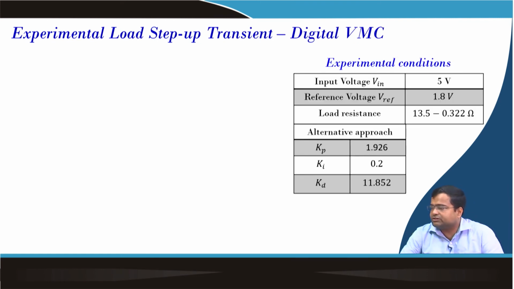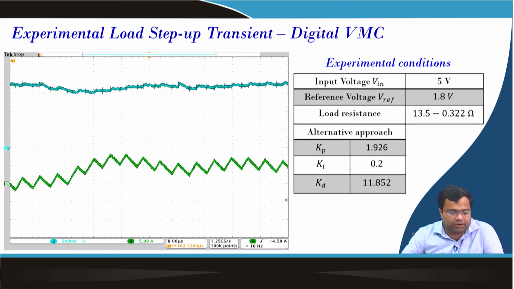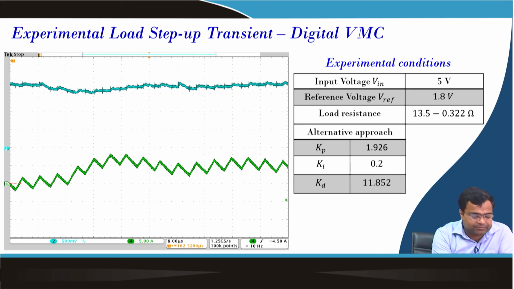Now, here we are considering 5 volt and 1.8 volt, where the load resistance again remains the same, but now there is a step up transient from 70 milliampere, because it is a 5 ampere scale, to around 5 ampere. So, that means it is changing from 70 milliamp to roughly 5 ampere.